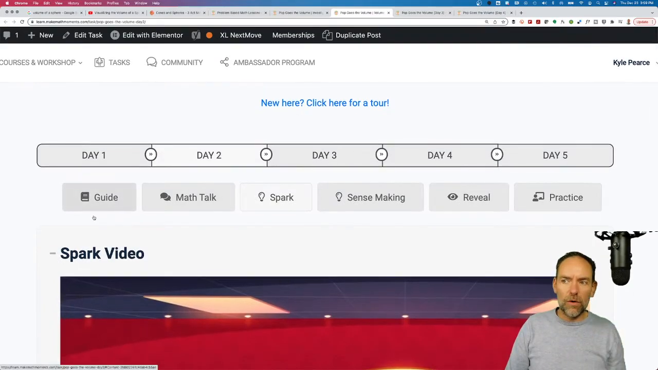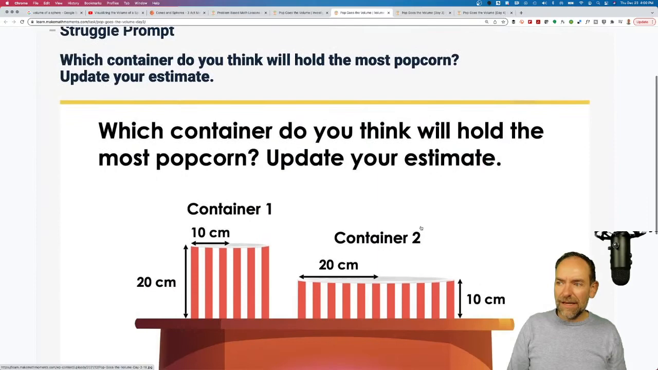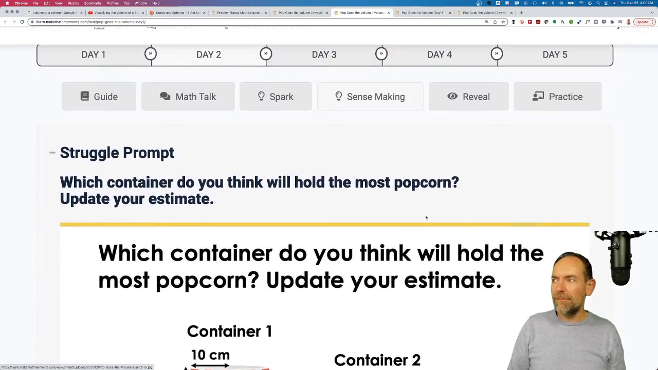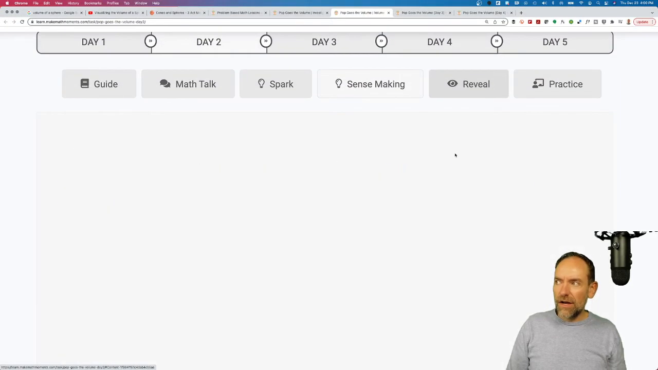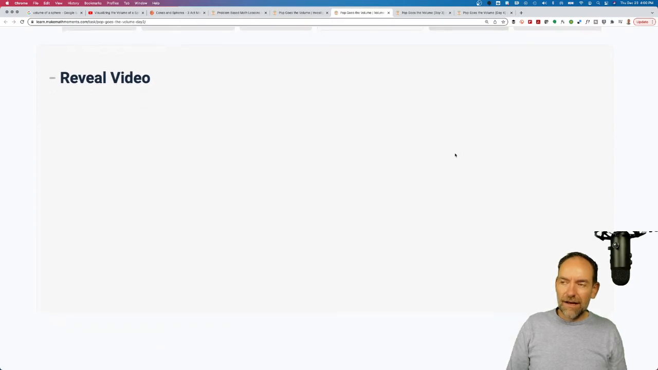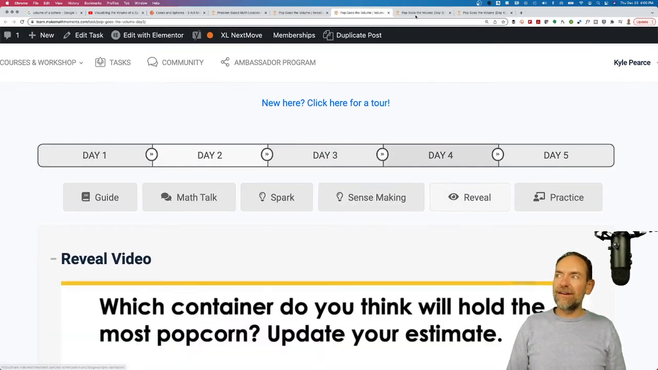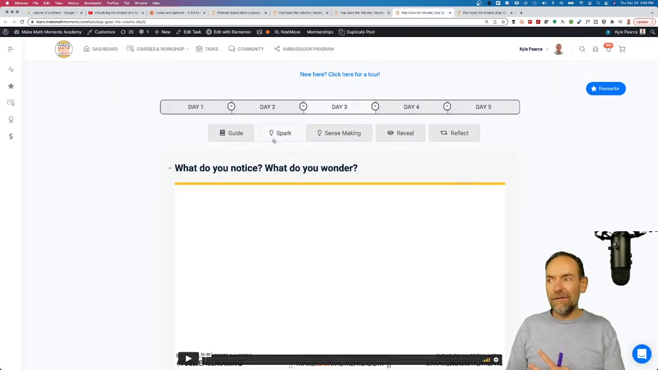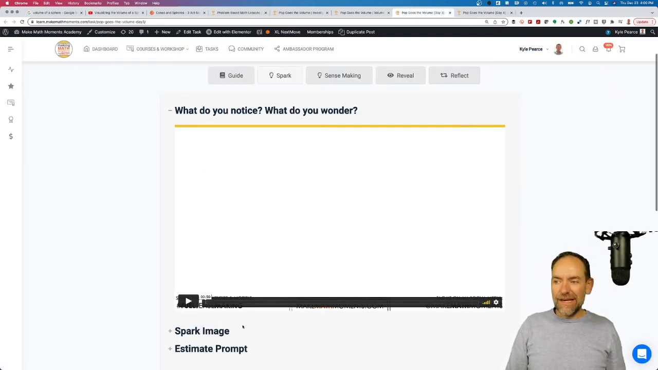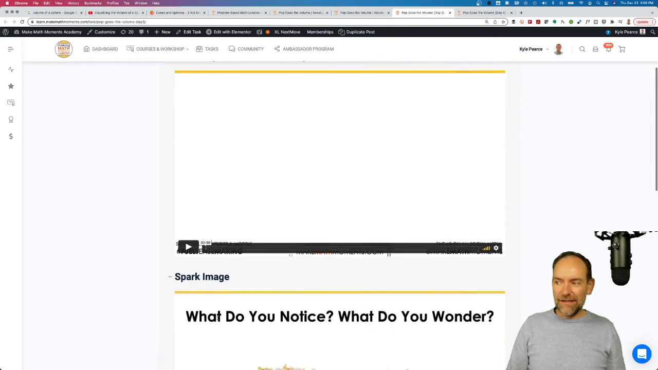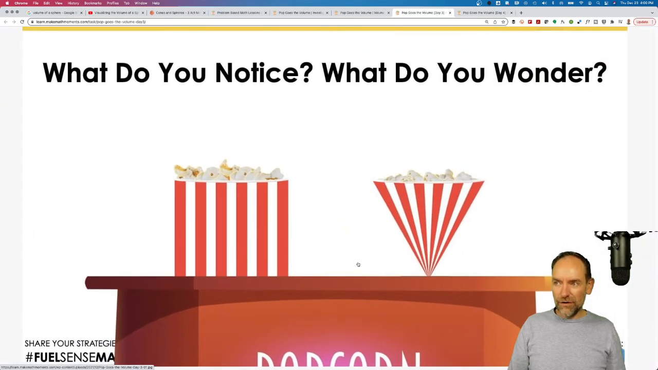We have supports in our guide for you. We've got sense-making prompts. We give them the actual dimensions. And then, of course, a reveal and some practice for them to explore. But what I really love is when we start diving into day 3 and day 4, where we give students the opportunity to start wondering about how about a cylinder and how about a cone.